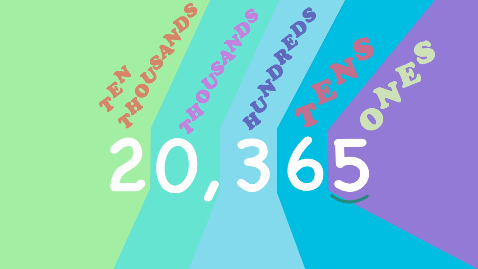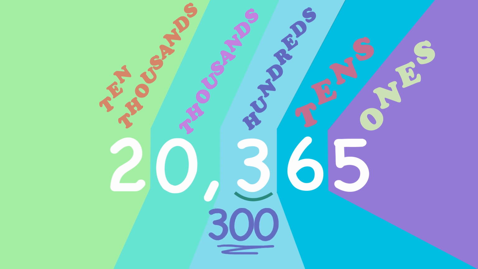Two-digit numbers are placed on the tens place. These are the second numbers from the right. In this example, it's the number 6. The value of 6 in the tens place is 60. Three-digit numbers are then placed on the hundreds place. These are the third numbers from the right. In this example, it's the number 3. The value of 3 in the hundreds place is 300.